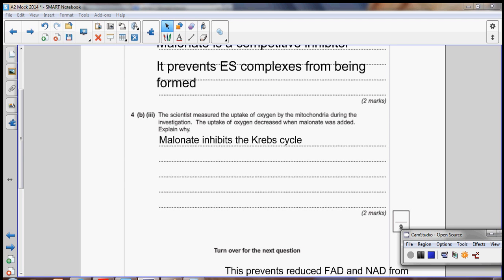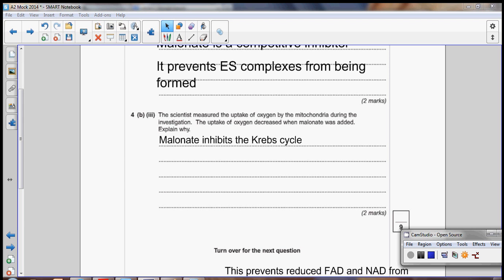Now that process, the addition of protons and electrons to oxygen, requires the protons and electrons from reduced FAD and reduced NAD. Sometimes we refer to it as the hydrogen from reduced FAD and reduced NAD because that's what we form from protons and electrons. The reduced FAD and NAD originally come from the Krebs cycle. When the Krebs cycle turns, it generates 3 molecules of reduced NAD and 1 molecule of reduced FAD.